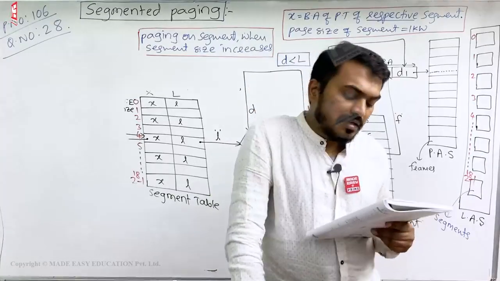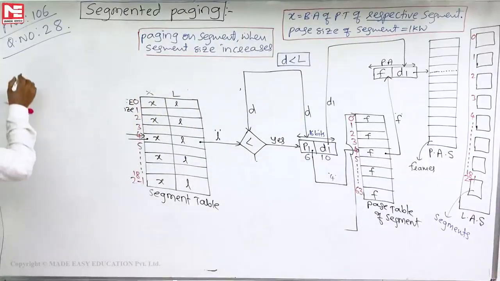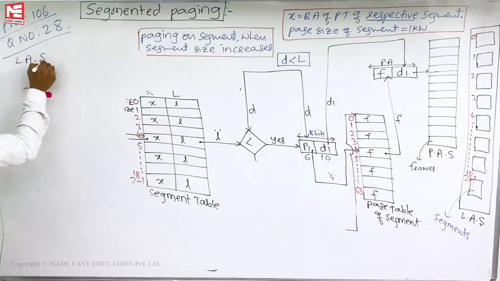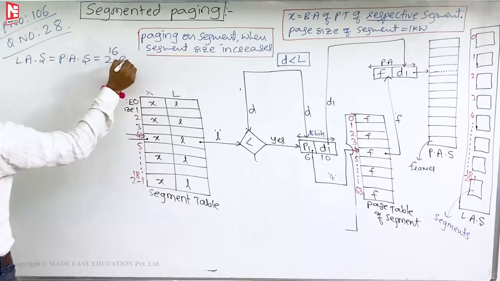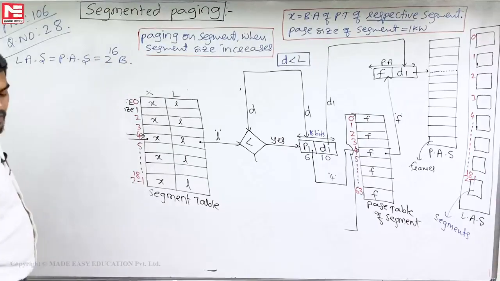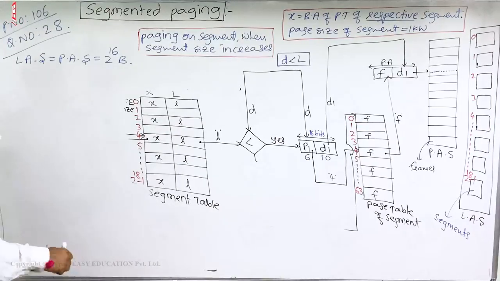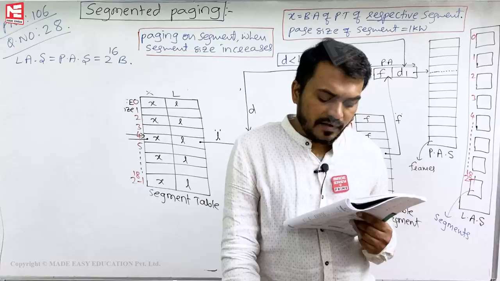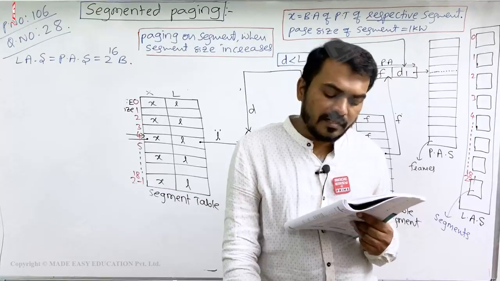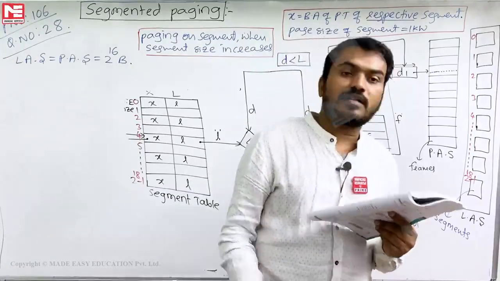Right. So consider a computer where logical address space and physical address space is 2 power 16 bytes. So it means LAS equals PAS equals 2 power 16 bytes. So this is given to you. Next, the segmented paging architecture is applicable. Virtual address space, LAS, is divided into 8 equal size segments. That's the next point he has given.